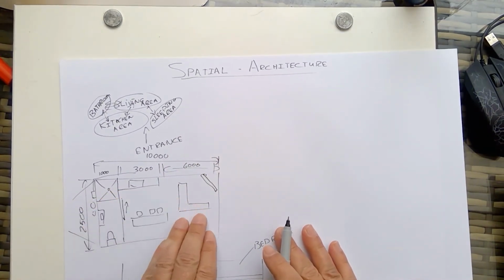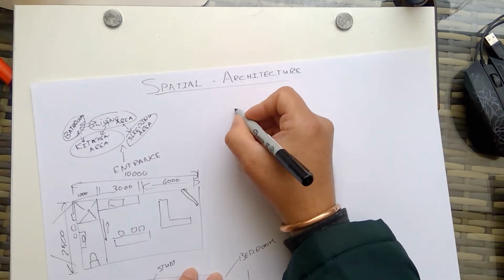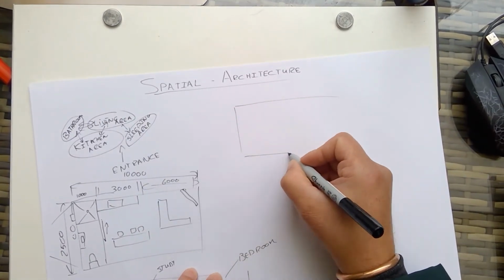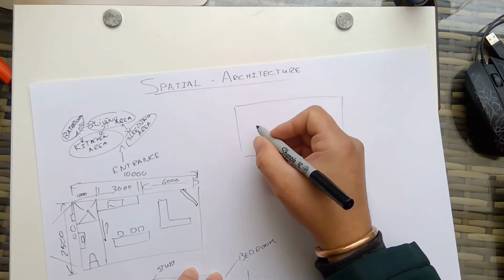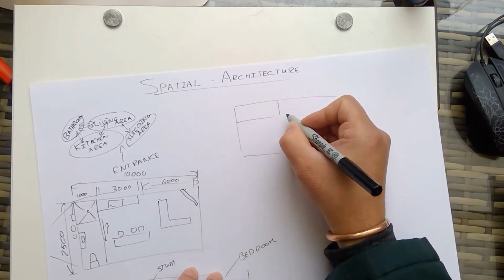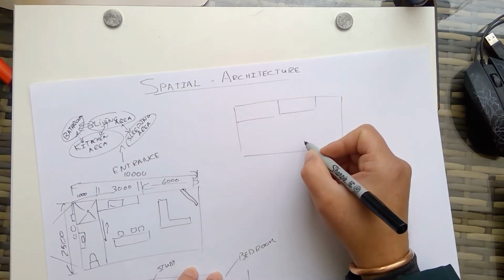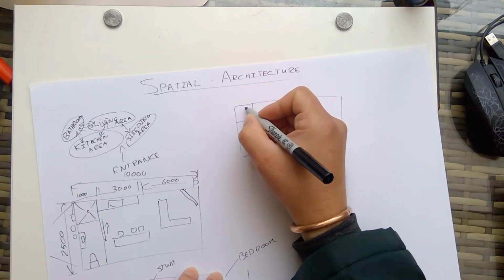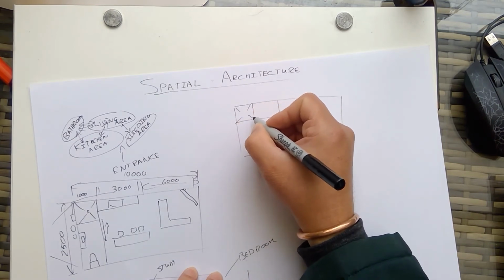Then you can play around with different layouts. So you can have another layout maybe like this, and have your bathroom maybe there, your kitchenette still next to it maybe, and see how that turns out. Have a little go at different layouts.